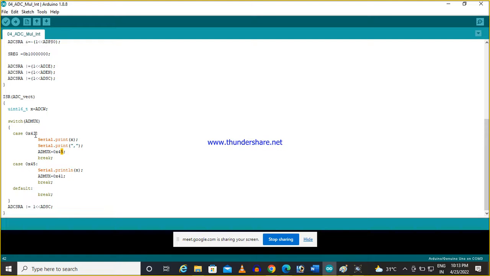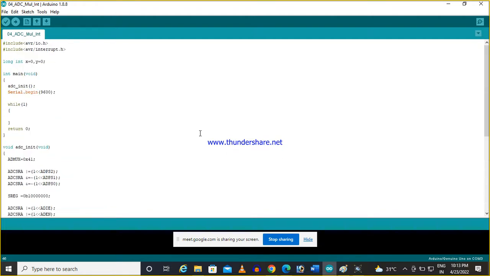So after the first channel, if I want to read the second channel, I have to make it 42 here, and 42 here. After the second channel, if I want to read the third channel, I have to make it 43 here, and I have to use one more case, 0x43, and so on it will go. So if this case is much more stringent, you need not bother about so many things, because once the conversion is completed, the interrupt is generated. This is a better thing. So let us see how it will work.